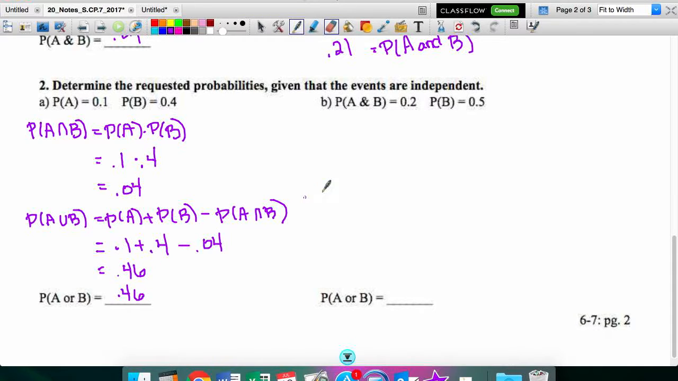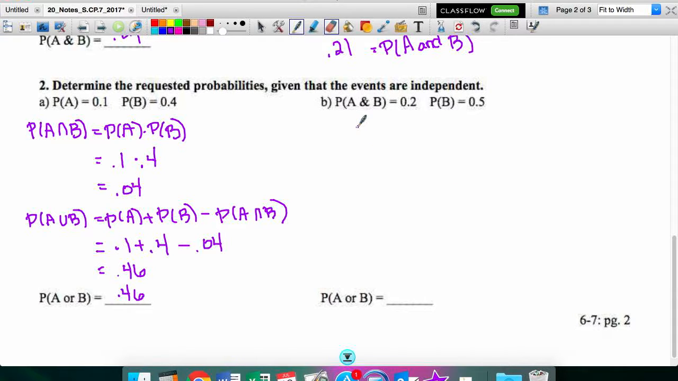All right, let's take a look at part B. We know our AND probability, we know our B, and we still want to know our OR probability. So how could we get the OR? If you notice, once again, if you look at your OR formula, we need A, B, and the probability of the AND. So in this case, we're missing the A.